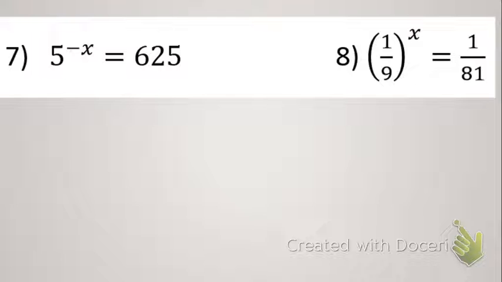So again, the goal is to rewrite it with the same base. So we have a base of 5. So we have 5 to the negative x. And then don't say it out loud, but see if you can figure out what my exponent has to be. We need to find the exponent that I can put to a 5 in order to end with 625.